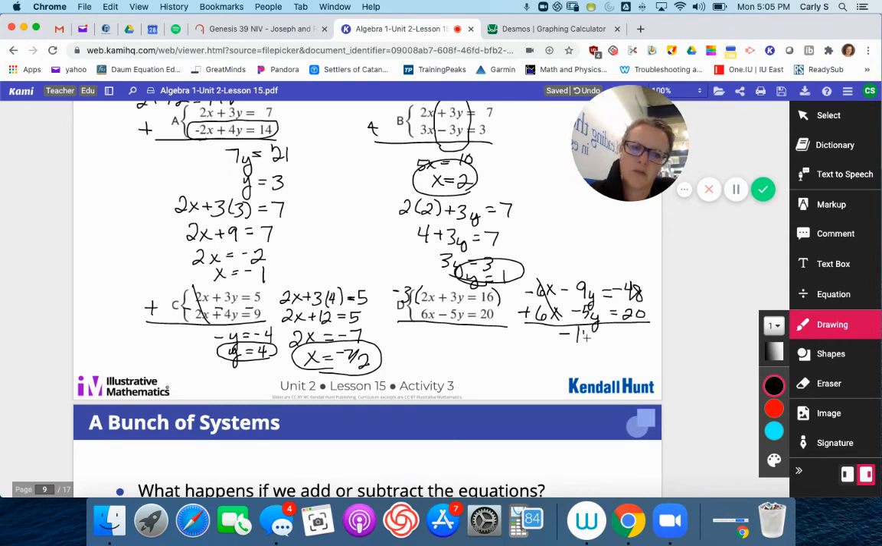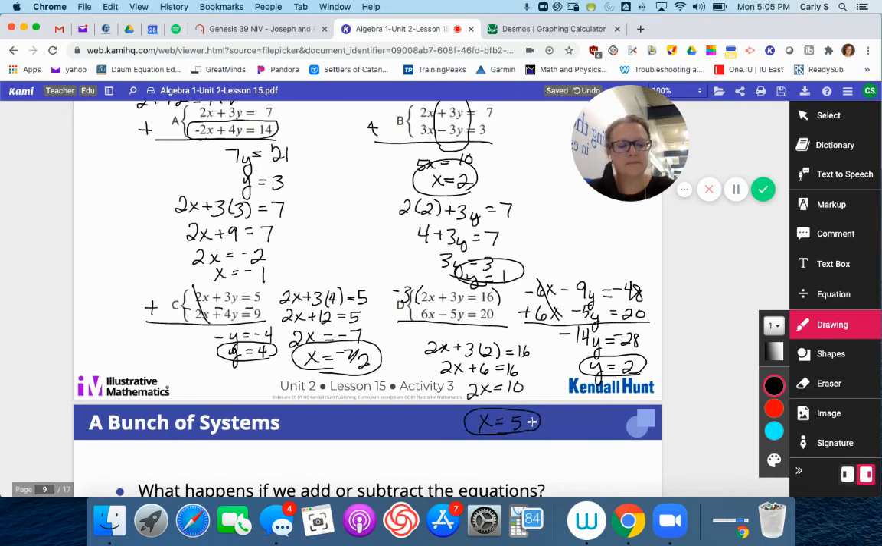So I have a negative 14y equals negative 48 plus 20 is a negative 28. Divide both sides by negative 14, y equals 2. Plug that back into any equation you see. 2x plus 3y equals 16. 2x plus 6 equals 16. 2x equals 10. x equals 5. Okay, there's our solutions. That last one was tricky.